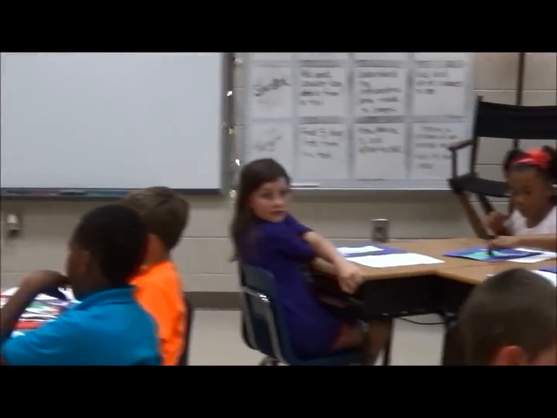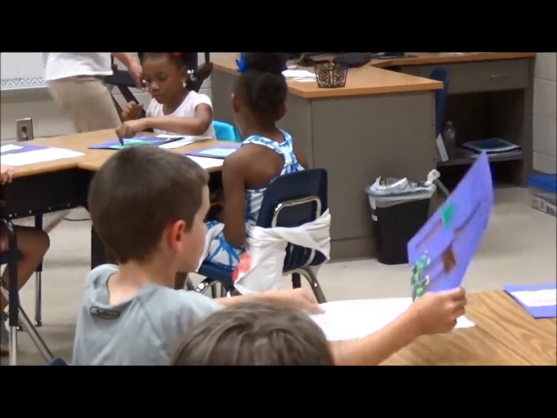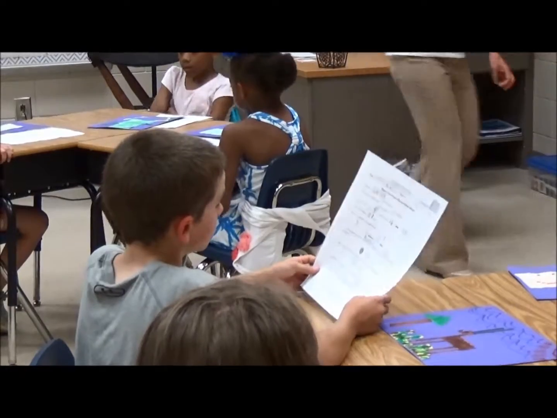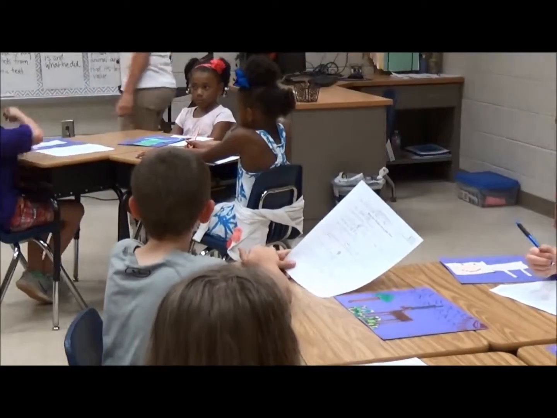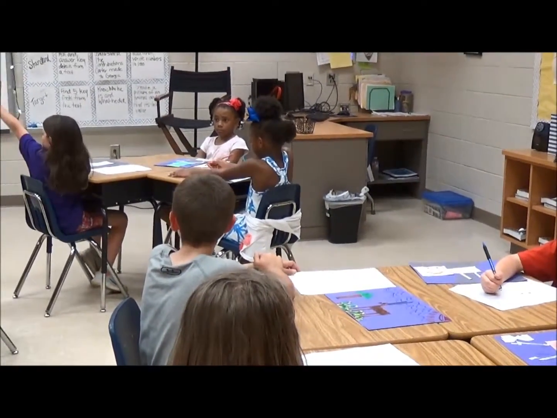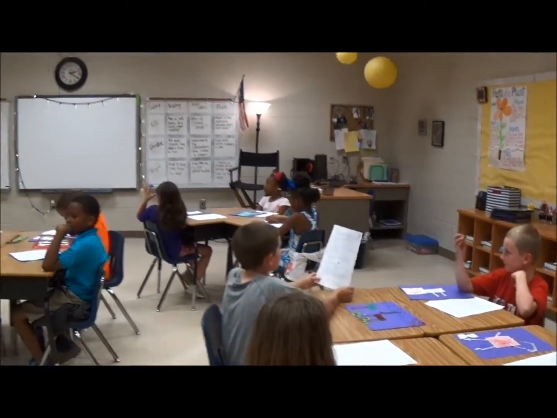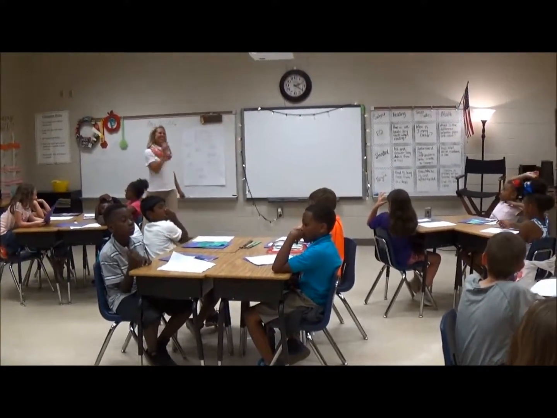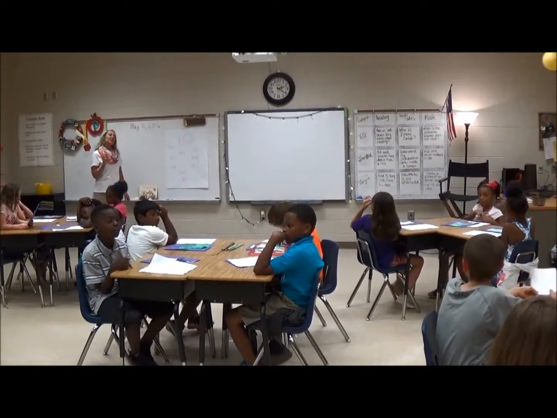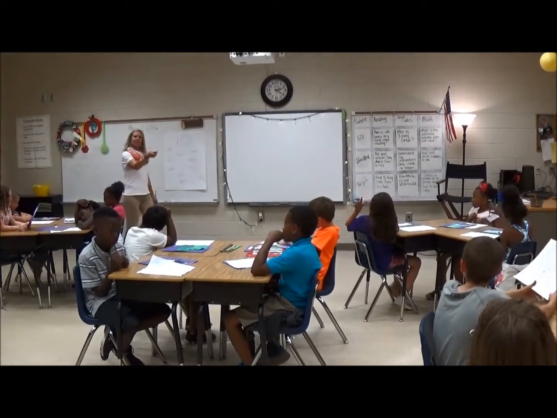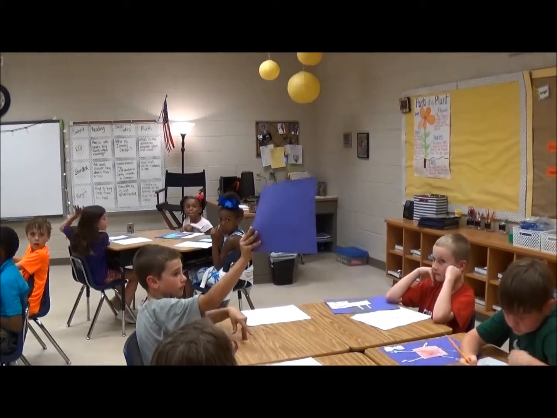Colton, what animal did you create? A gazelle. And what is the total value of your gazelle? 101. Very good. How many digits are in that number? 3. Very good. 3 digits in the number 101, right? Okay, good. Did everybody see his gazelle? Did you hold it up for everybody to see? All right, good job.